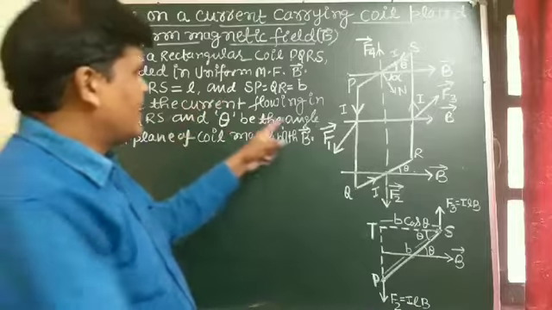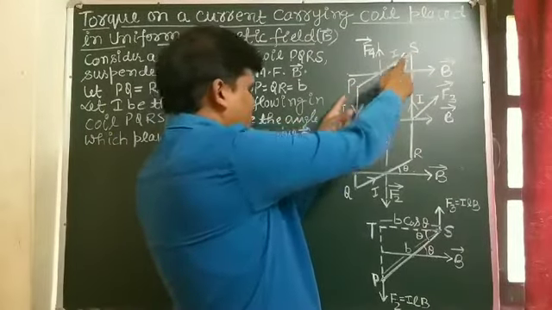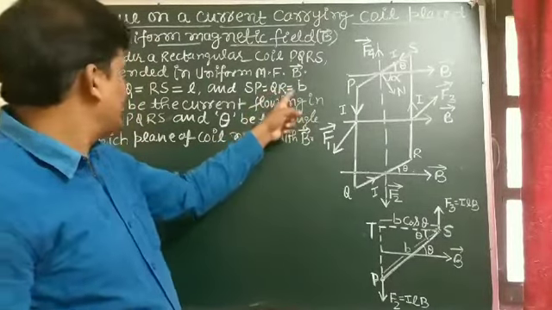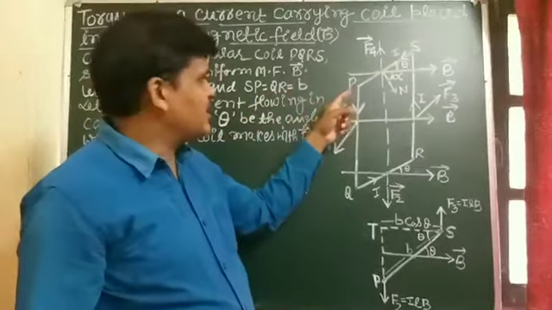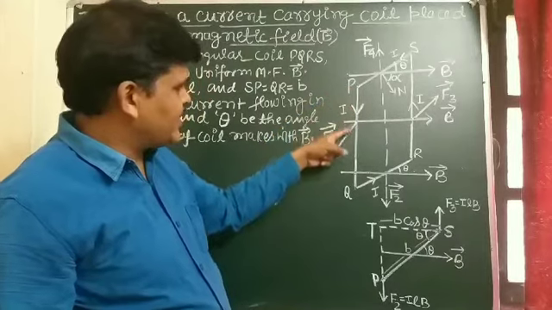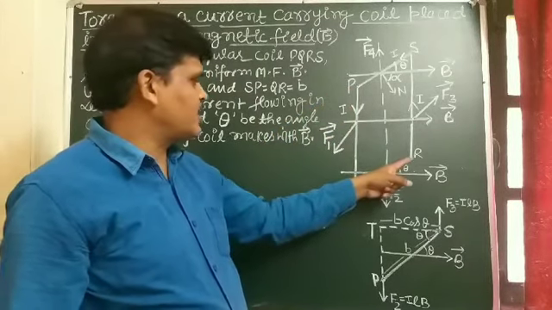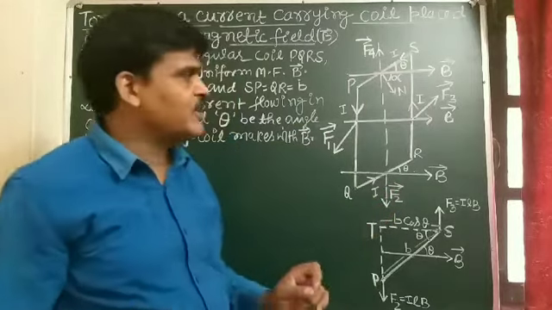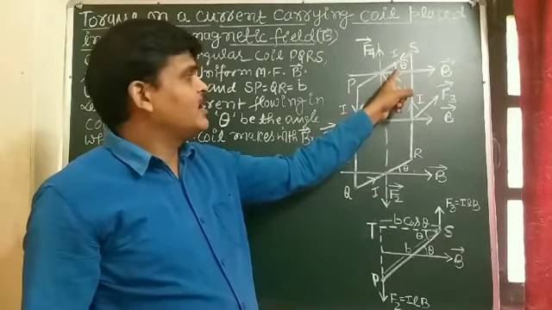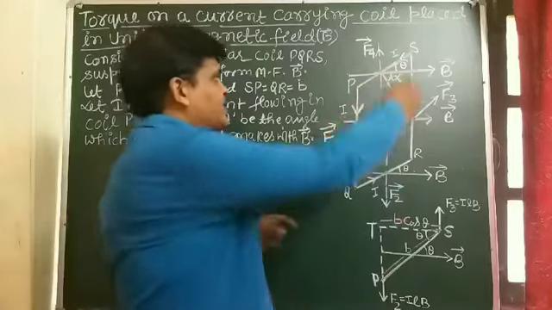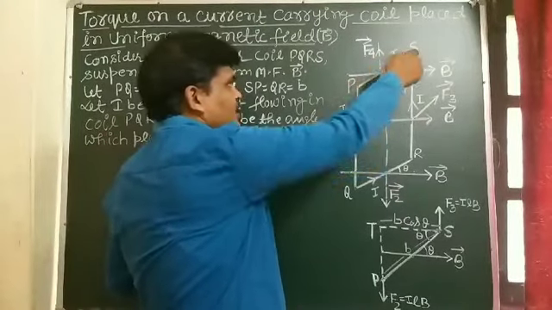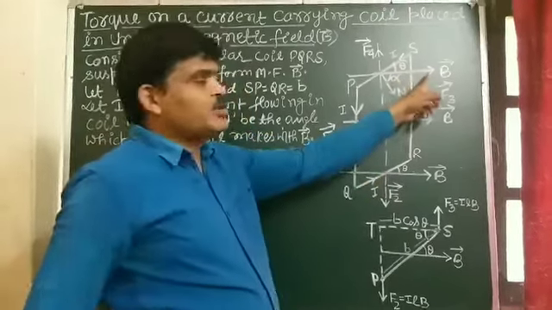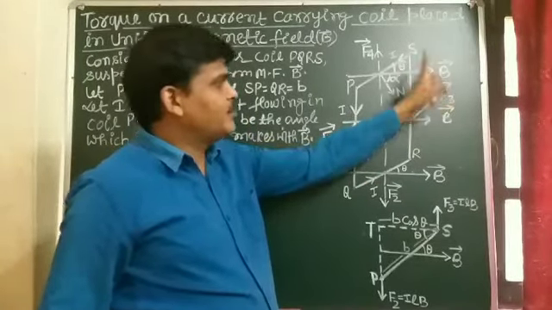The length PQ and RS is taken to be L, and the breadth SP and QR is taken to be B. And student, let I be the current flowing in this rectangular loop in the anti-clockwise direction. Here theta is the angle which the plane of the coil makes with the uniform magnetic field B.